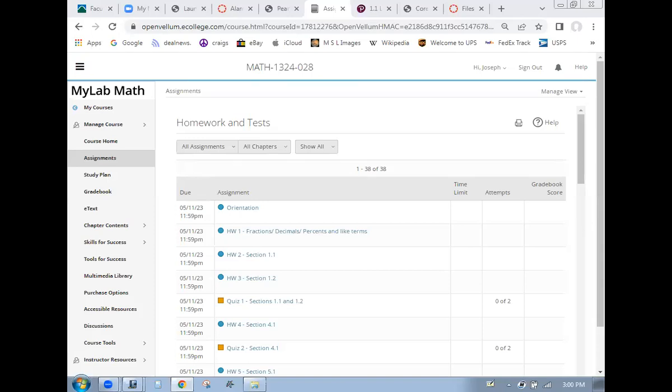Just reminders, in your Mind Math lab, you have the orientation, and you should have been working on homework one already. Hopefully y'all finished it. Was it okay? It was all review material. Do I need to go over any of that material anymore with y'all, or can we move on to section 1.1 at the beginning of the book? 1.1? All right, we'll do that today.